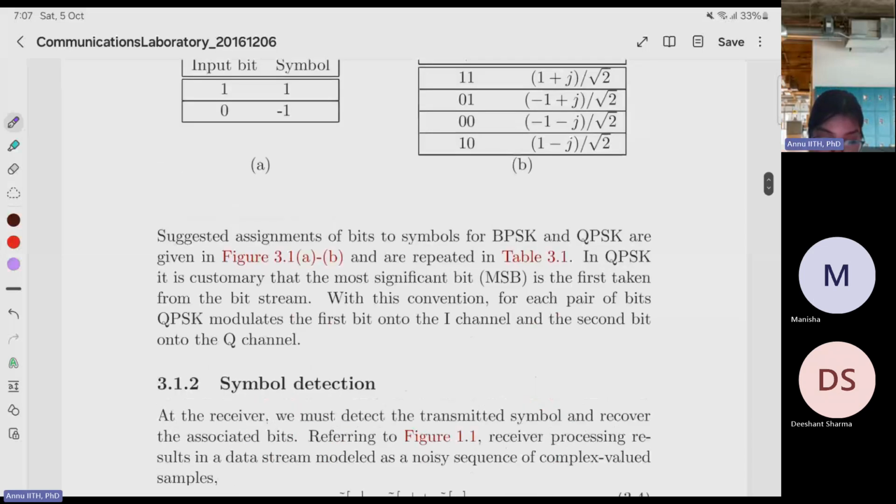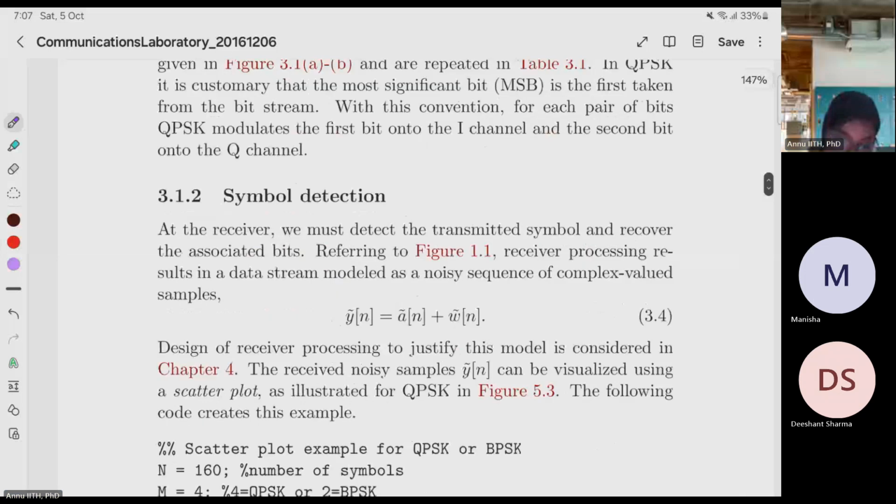Now symbol detection is very important as far as the receiver is concerned. At the receiver, we must detect the transmitted symbols and recover the associated bits. If we refer to figure 1 that we started with, receiver processing results in a data stream modeled as a noisy sequence of complex-valued symbols, y[n] equals a[n] plus w[n]. Okay. So the design of receiver processing for this model is considered a coded receiver. Here is a scatter plot, for example, of how this will look based on these assignments.